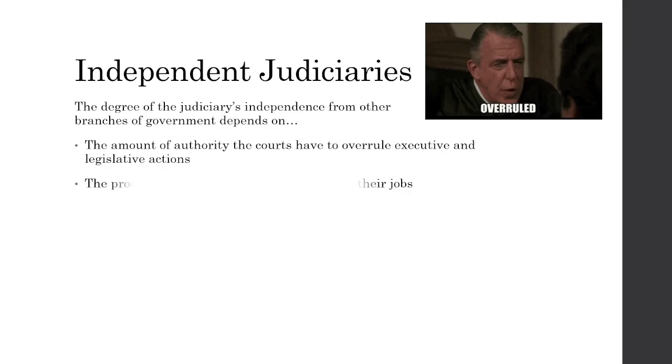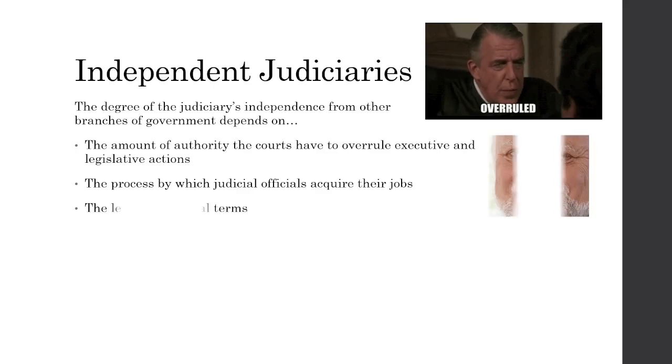Overrule decisions. There's also the process by which judicial officials acquire their jobs. Are they acquiring their jobs from approval of the president and that's it? Or are they being confirmed by a body in the legislature? Or are they being acquired by a party? Also, the length of judicial terms.